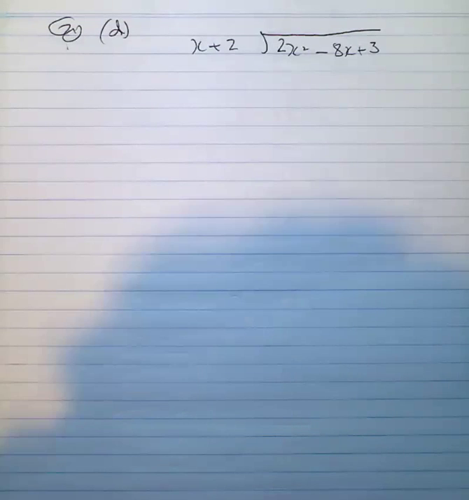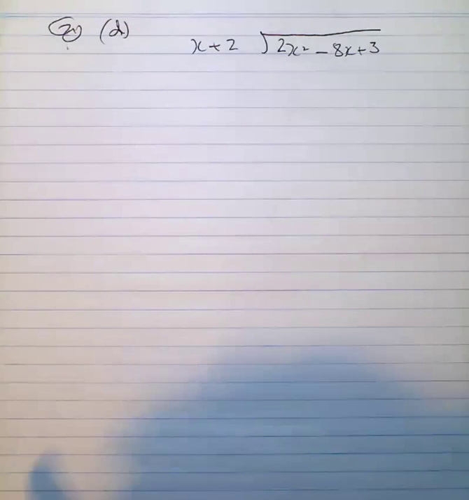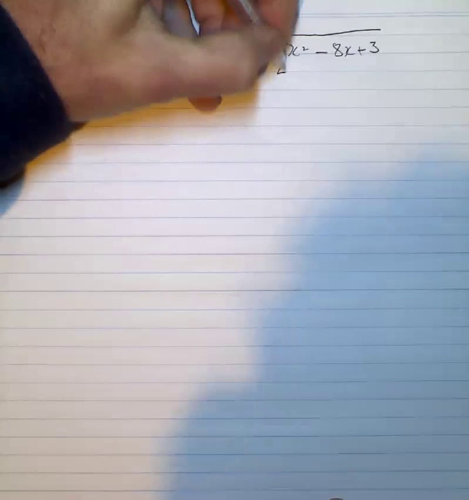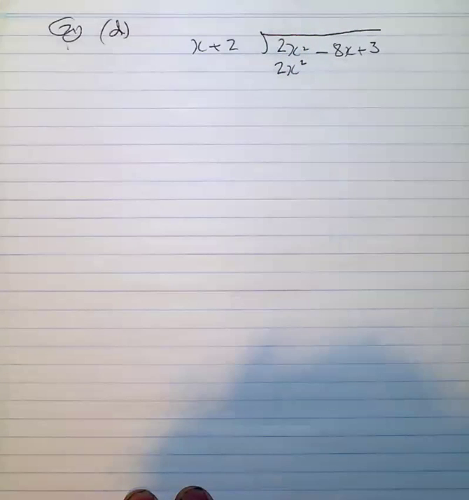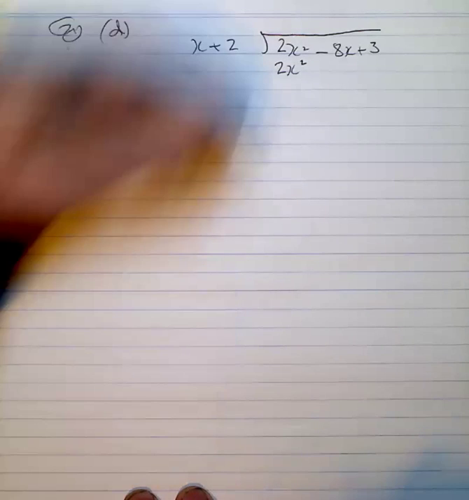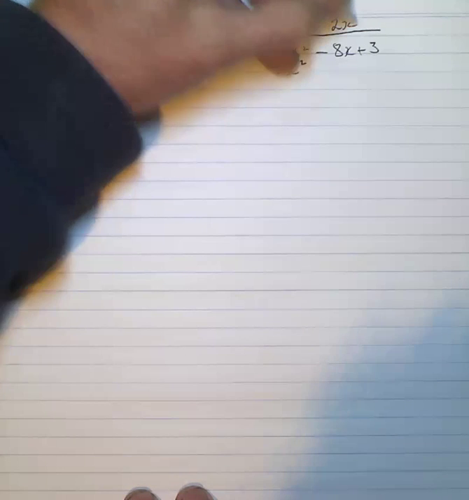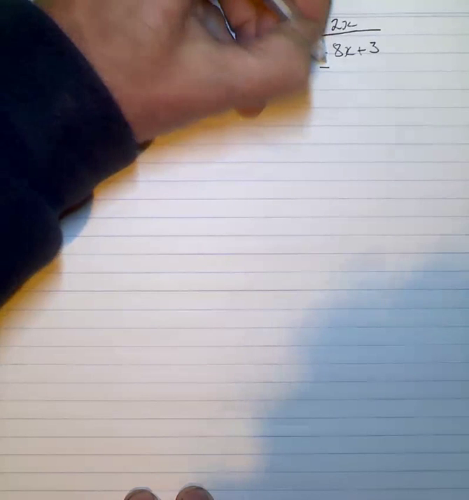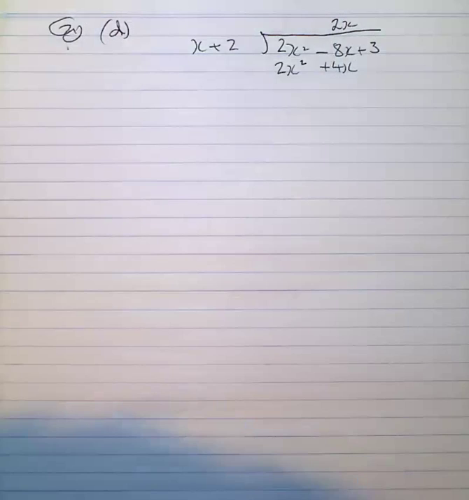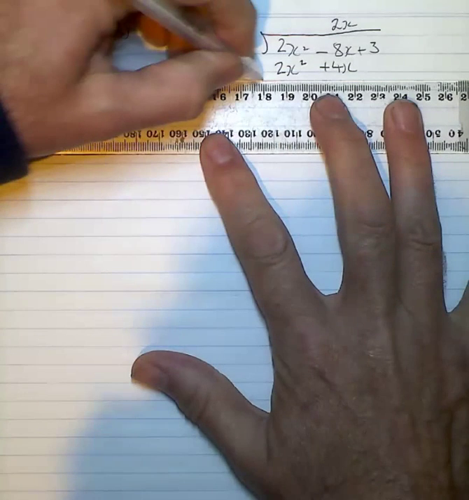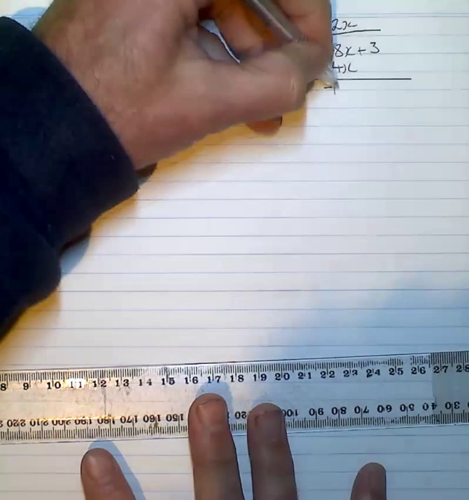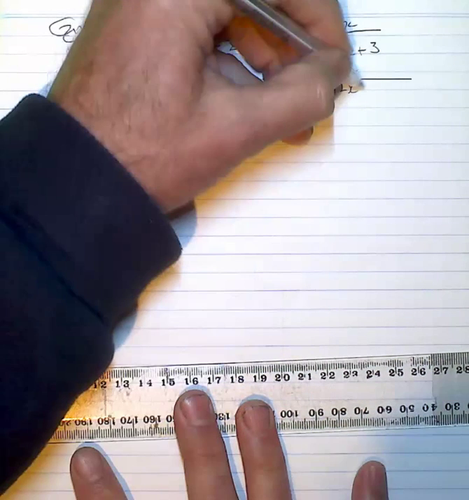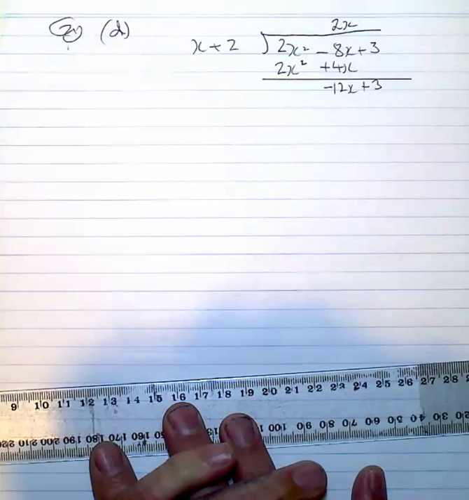Continuing now with D, I've got x plus 2 into 2x squared minus 8x plus 3. First thing I do is to bring down the 2x squared, and I ask myself, what did I multiply x by to get 2x squared? And the answer is 2x. I then multiplied 2 by 2x, which gives me positive 4x. Rule off and work down the page. That gives me minus 12x, bringing down the 3, the plus 3.